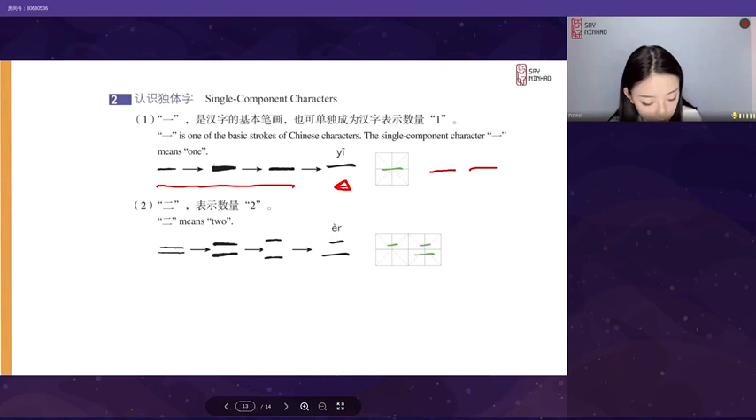The next single component character is two, which is er. And we can see how to write it. First, a shorter horizontal and then a longer one down. So it is written in this direction. As we can see, the rule of writing Chinese is from left to right, from top to bottom. This is the direction.